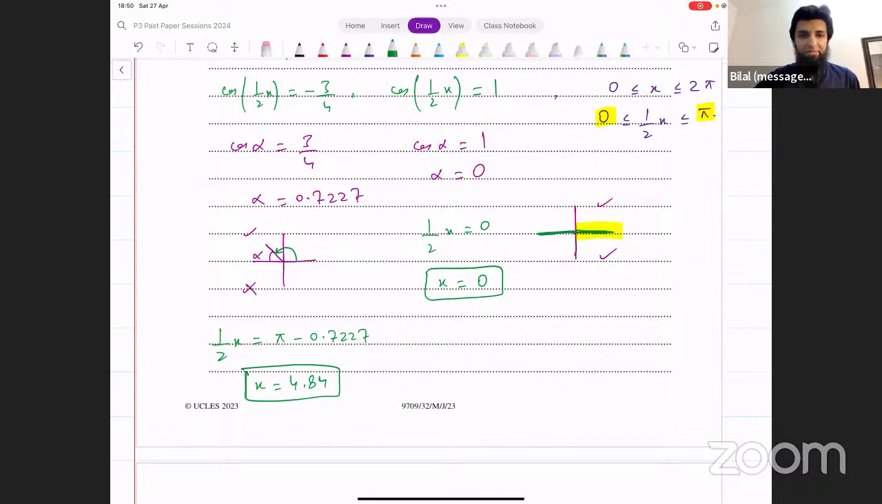Does that make sense to everyone? Any problem with this?